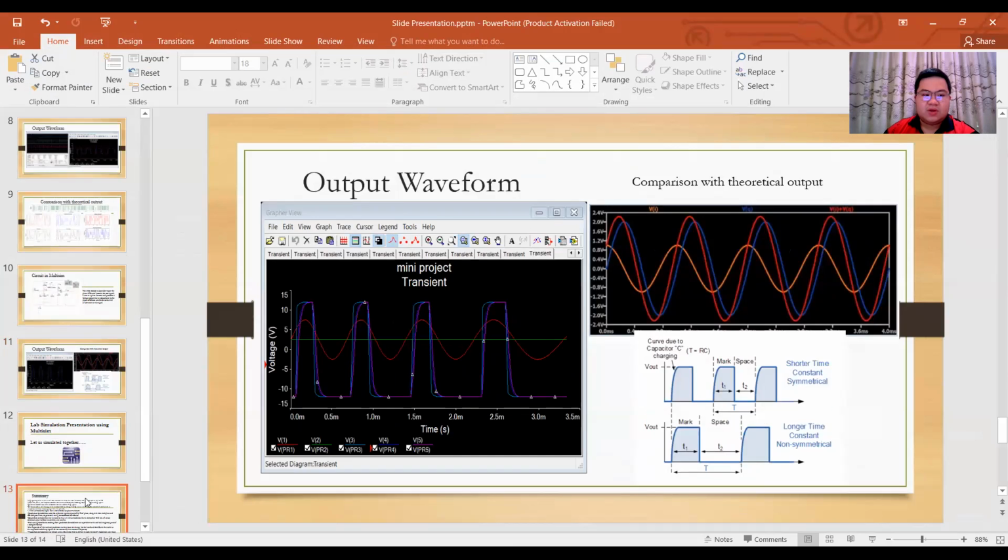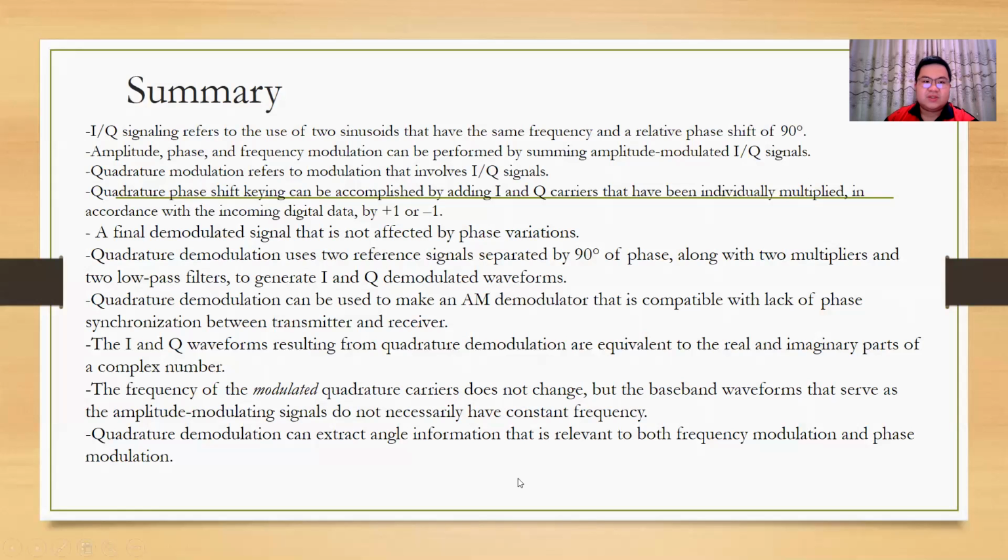Okay, for my last part, the summary. I or Q signaling refers to the use of two sinusoids that have the same frequency and a relative phase shift of 90 degrees. Amplitude, phase, and frequency modulation can be performed by summing amplitude modulated I or Q signals. Quadrature modulation refers to modulation that involves I and Q signals. Quadrature phase shift keying can be accomplished by adding I and Q carriers that have been individually multiplied, in accordance with the incoming digital data, by +1 or -1.